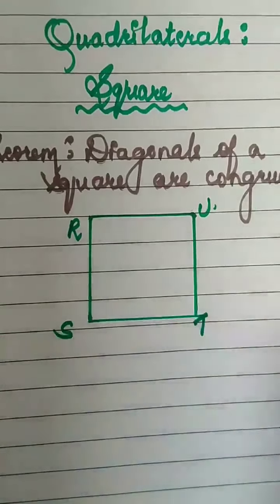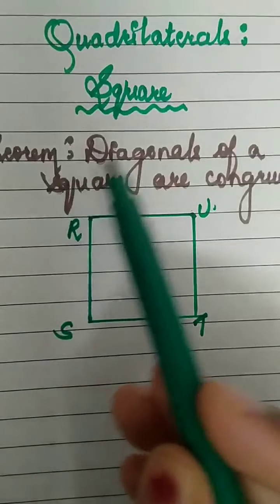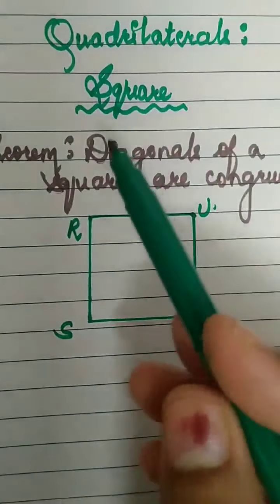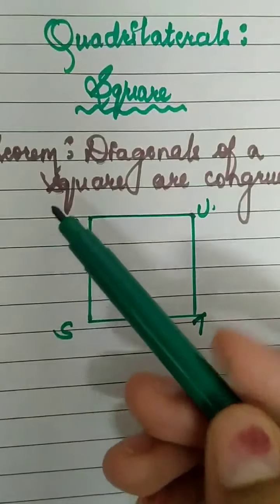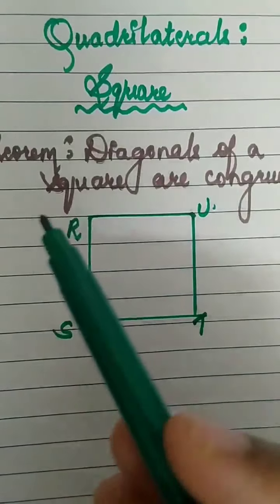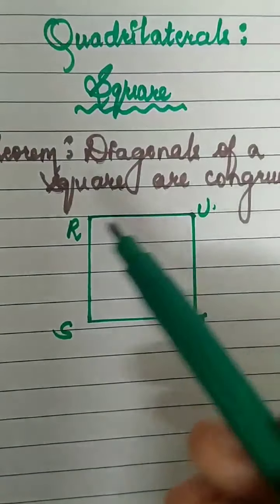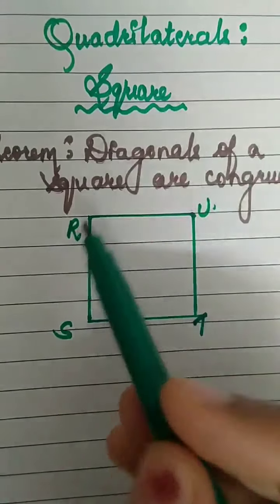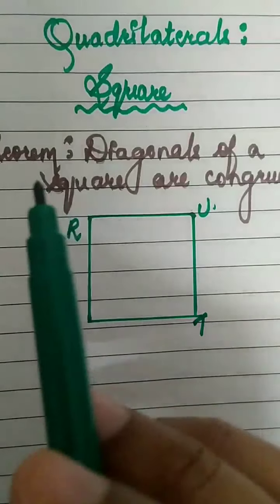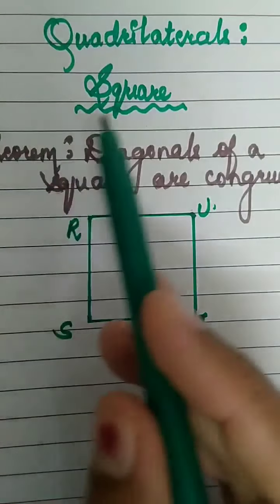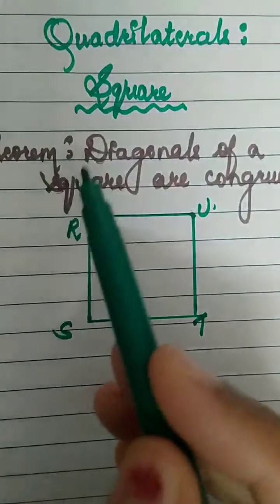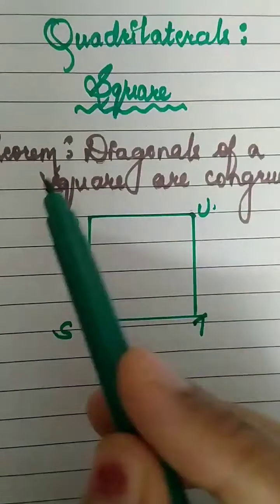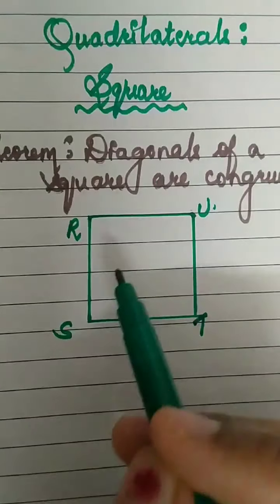In this video, let us discuss a theorem on square. We had discussed the properties of square in the previous video, which I had shared with you in your 8th standard class. Today we will do the theorem related to square, that is, diagonals of a square are congruent.